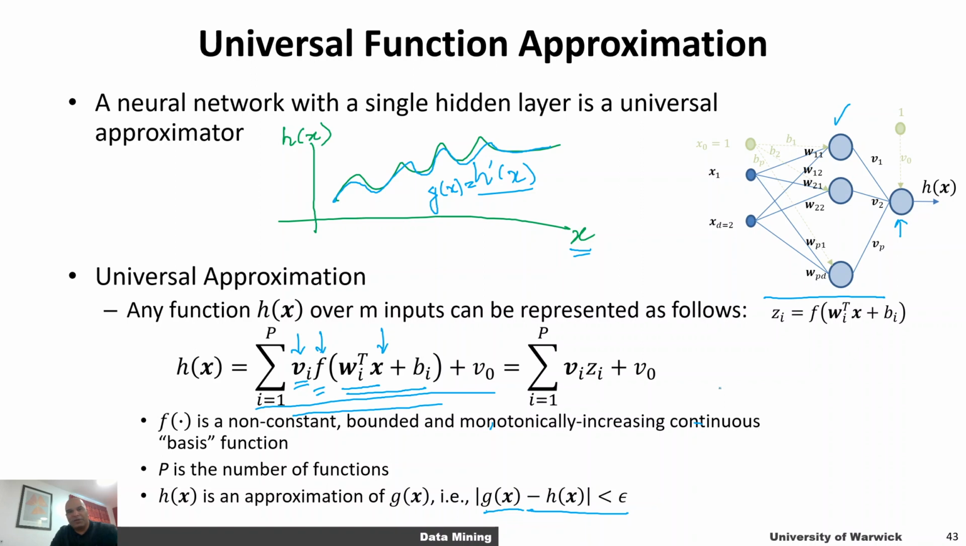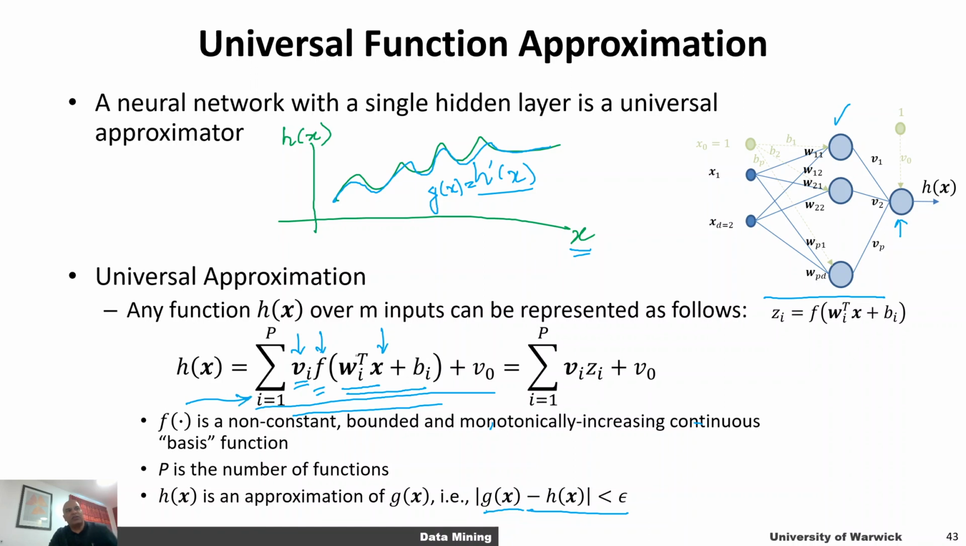And an interesting fact about this whole formulation, the universal approximation property of neural networks, is that this was known even before neural networks came into existence. There were mathematicians who figured out that if you have any function, then it can be approximated by this structure that we have over here.